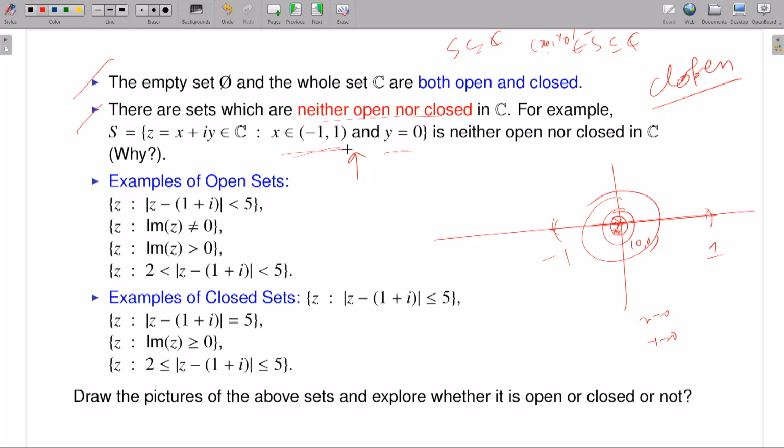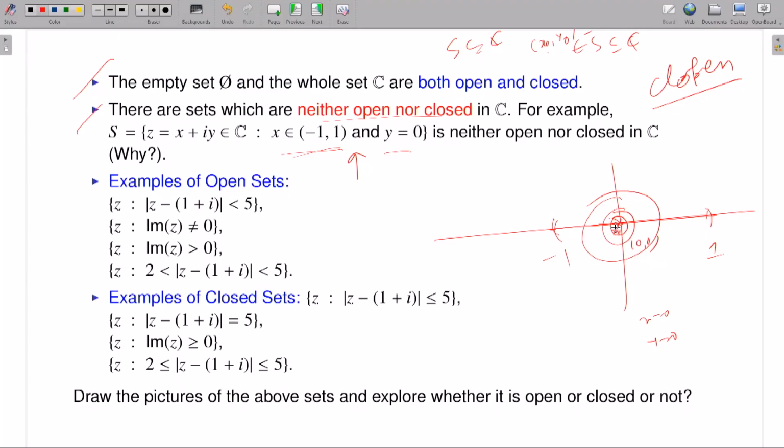So whatever open ball I consider around the point with center origin and some finite radius, there are points which are not inside that set, points which are outside that set. Therefore you cannot have an open ball with center (0, 0) and finite radius which is fully contained in that set. So the point (0, 0) is not an interior point. In fact, if I take any point in that set, no point is an interior point. This point also is not interior, but it is a point in the set.